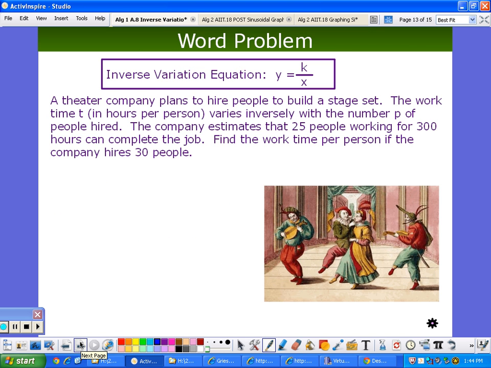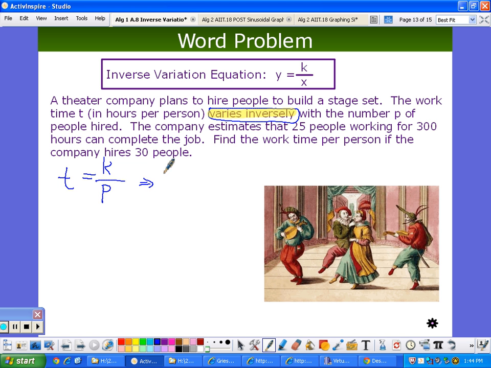And then, of course, word problems. I think the direct and inverse ones are actually pretty easy word problems to do. We know what to look for, especially how it's varying. So you definitely want a highlighter, or something that says it's an inverse variation. Let's see what it says. They hire people to build a set. The work time, T, varies inversely with the number of people hired. So write that model: T equals k over P.